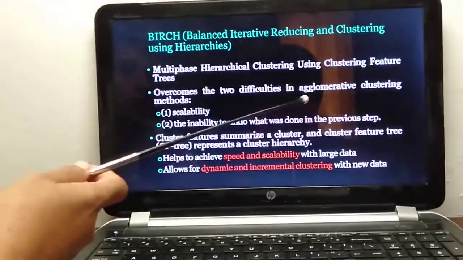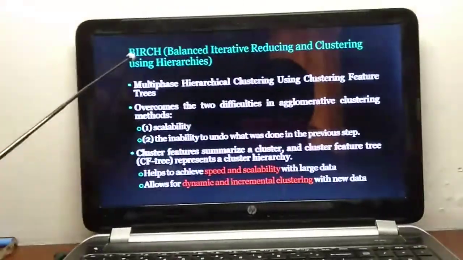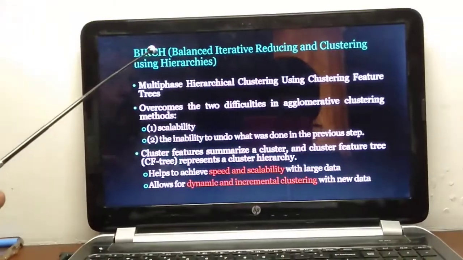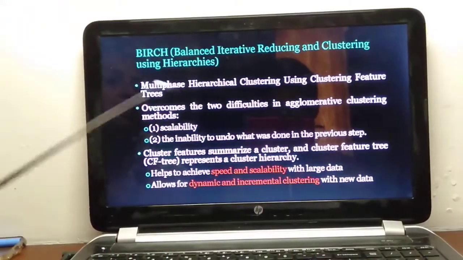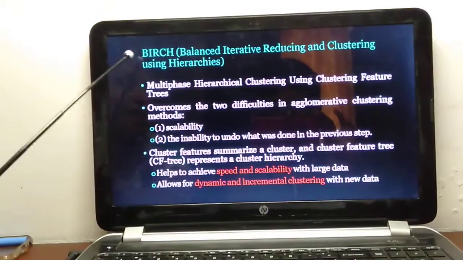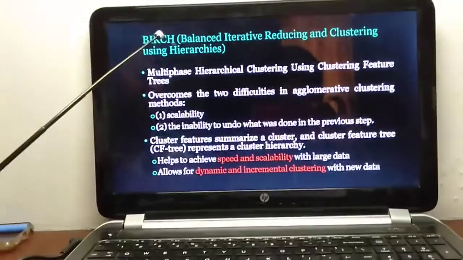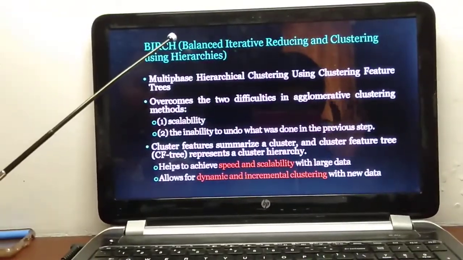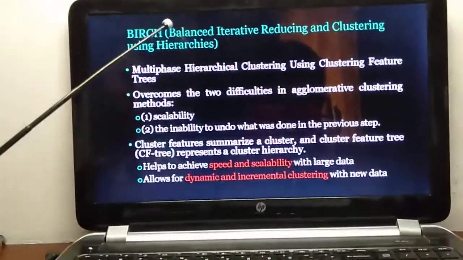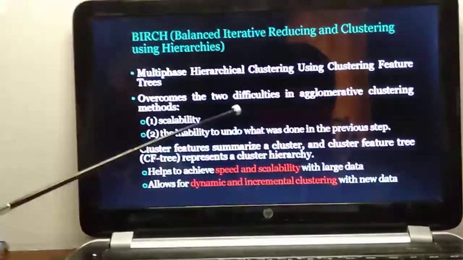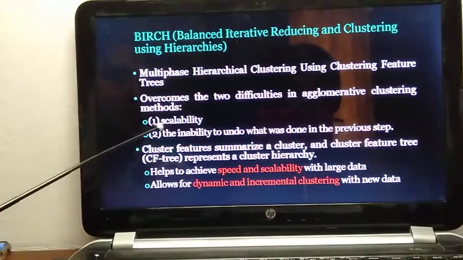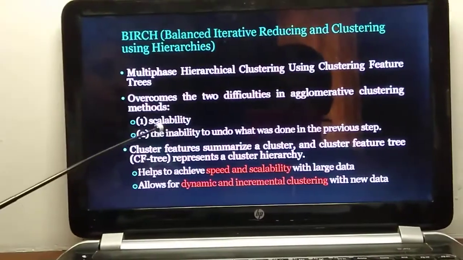The biggest advantage of the BIRCH algorithm over our agglomerative or our divisive method is, one, both the agglomerative method and the divisive method work on comparatively small amounts of data. But in data mining, all of our data is normally very large. So we require scalability, and BIRCH algorithm allows for scalability.